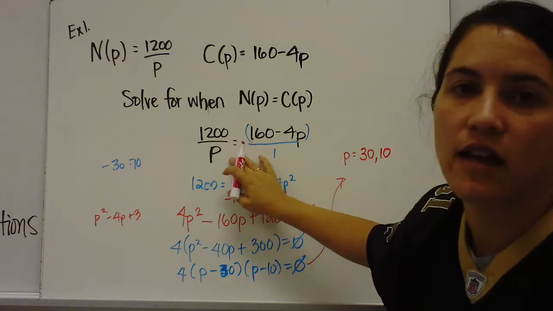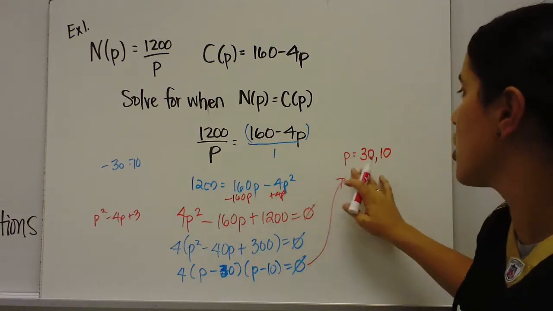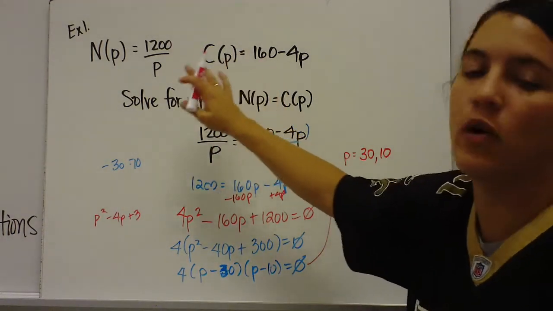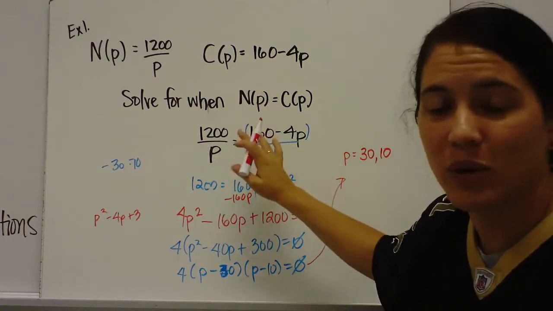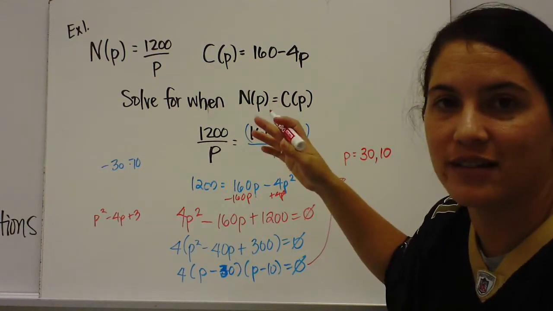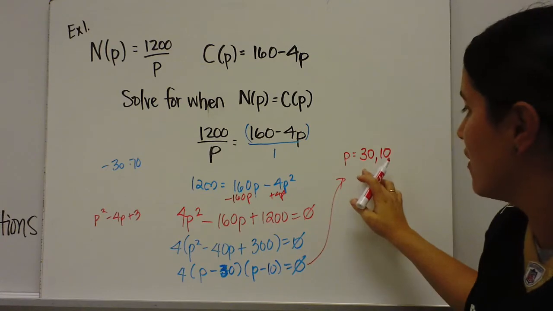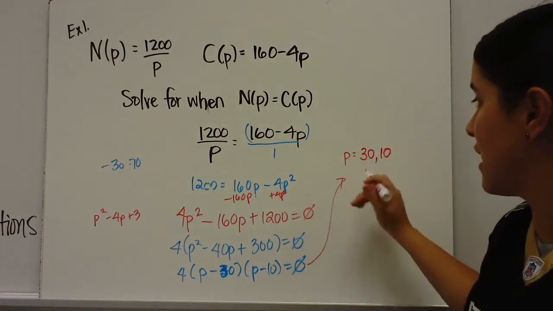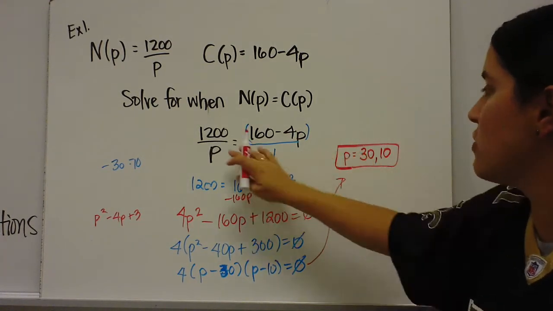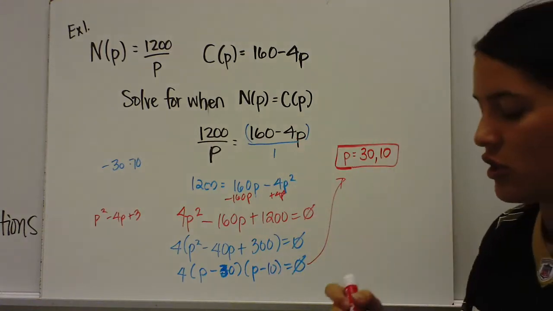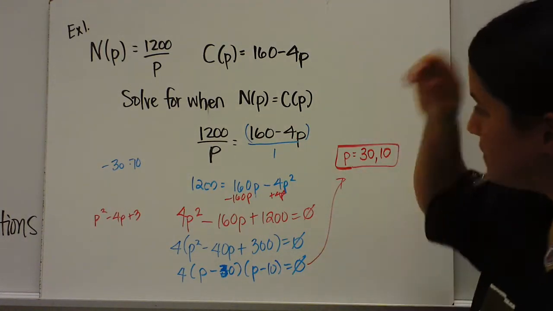That means that for values of p of 30 and 10, these two parts are equal. Now this real world problem has something to do with what it is, and I'm sure one would be better than the other. But in this example, we know that these two equations would be equal when p is 30 or when p is 10.